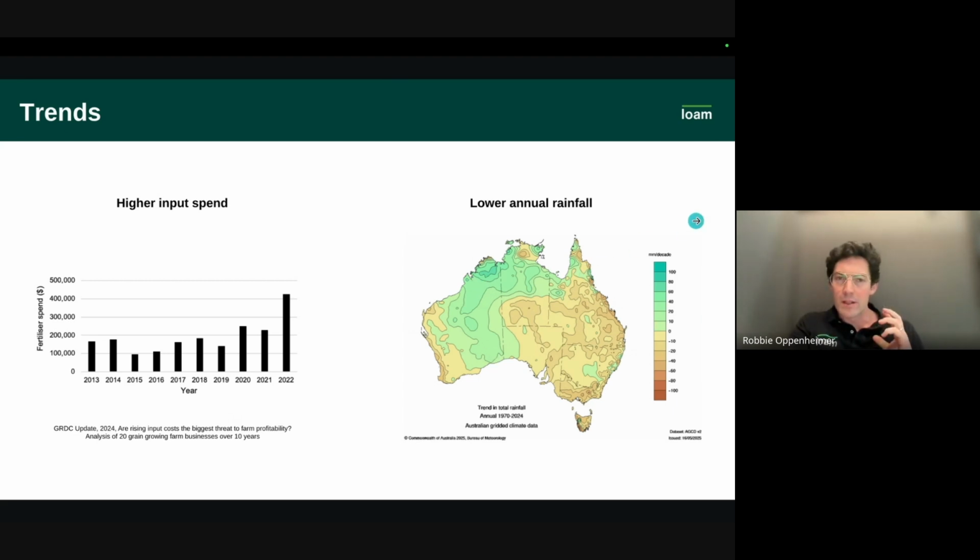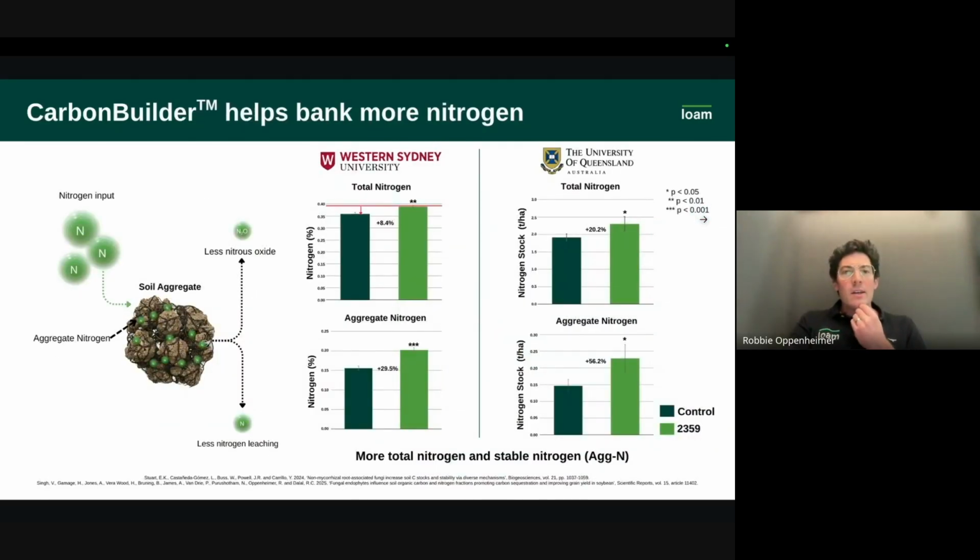So in particular, we'll be looking at data that's related to nitrogen and water and how to overcome these risks to the resilience of farming businesses. So I mentioned before about how nitrogen can be stored stably in soil aggregates. And that's what I'd like to walk through on this slide. So we know we can have a nitrogen input into soil through fertilizer application or biological nitrogen fixation.